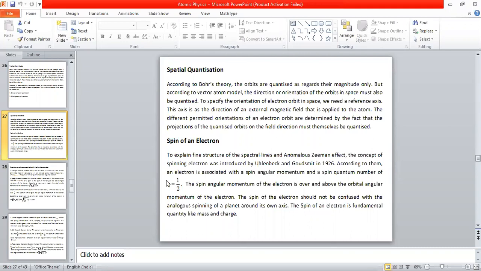The spin quantum number is designated by small letter s and the spin quantum number of the electron is 1/2. Okay, we are going to discuss this.